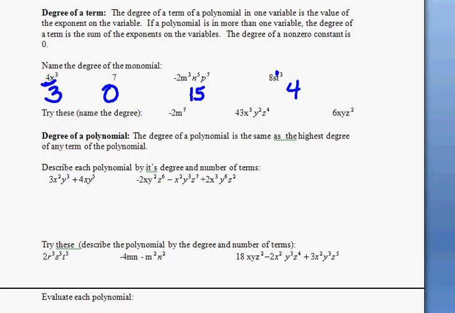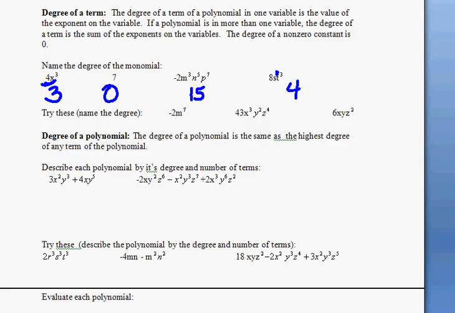Degree of a polynomial. Remember, a polynomial can have any number of terms. It doesn't have to have one. A polynomial in one term is a monomial. A polynomial in two terms is a binomial. A polynomial in three terms is a trinomial. And after that we say 4-term, 5-term, 6-term polynomial, depending on how many terms it has.